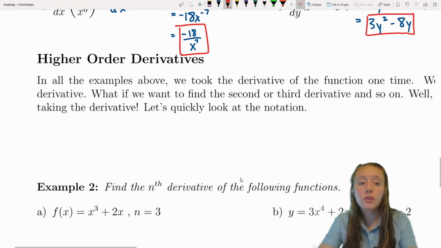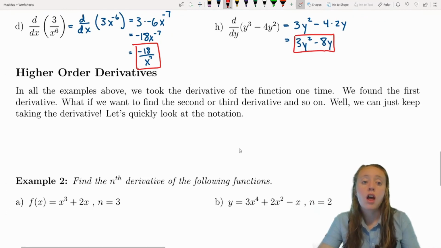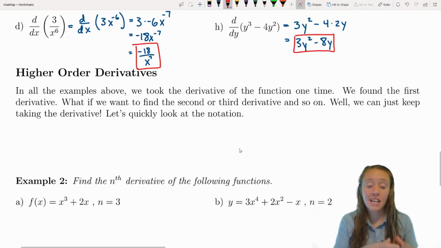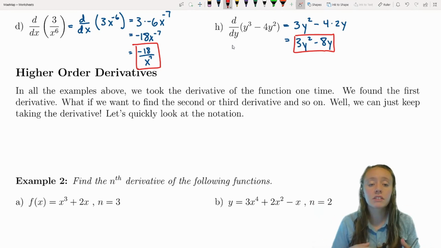Now, let's move on to higher order derivatives. So in all of those examples above, we took the derivative only once. We found what's called the first derivative when we take that derivative one time. But what if we want to find the second derivative or third derivative and so on? Well, we can just keep taking the derivative. So if we want to find the second derivative, we're going to take the derivative of our first derivative. So we take our function, take the derivative of that, and then take the derivative again.